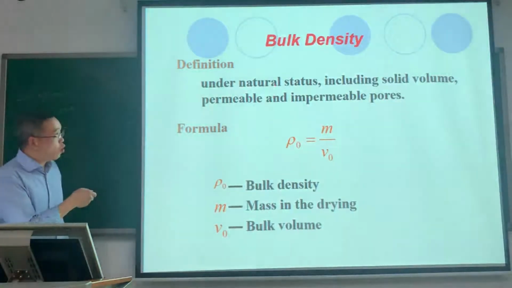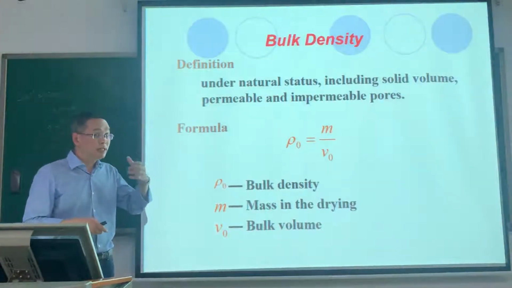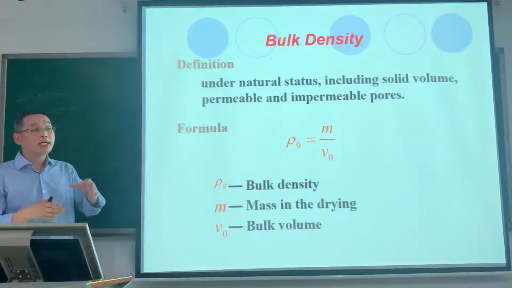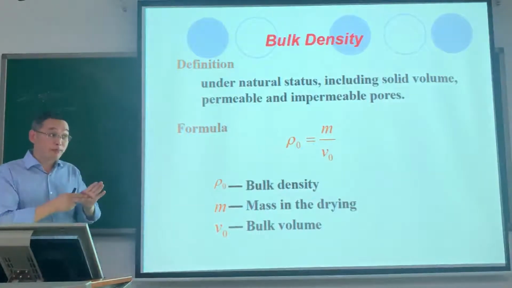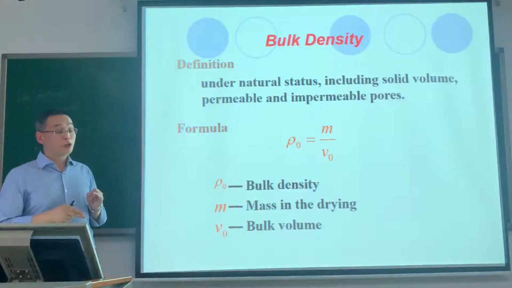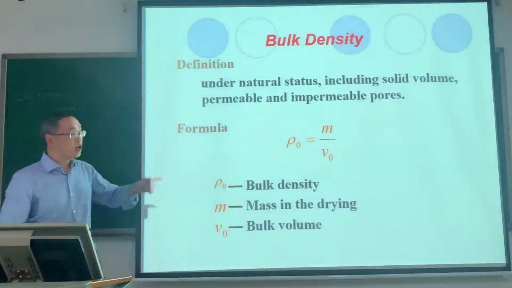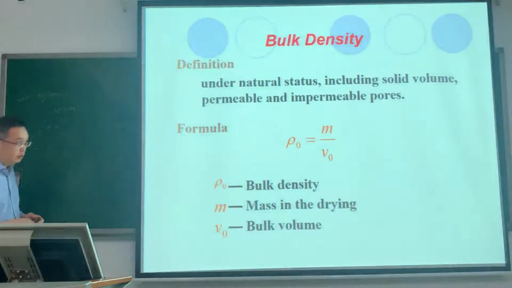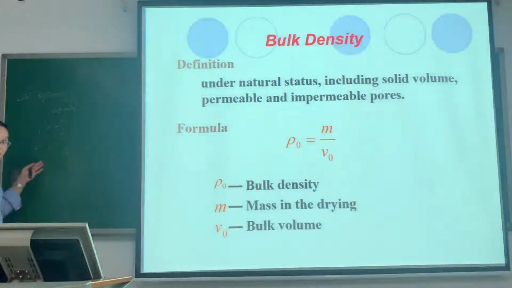It means that under natural status, if we mention it is in the natural status, we need to know the volume of the material consists of three parts. The first thing is the solid parts, and the impermeable part, and the permeable part. So in natural state, we can get the bulk density of the material. And now we have studied the three kinds of density. I need to give you a question.